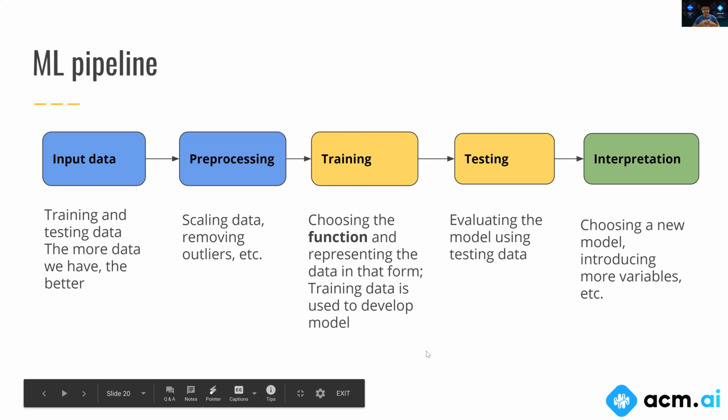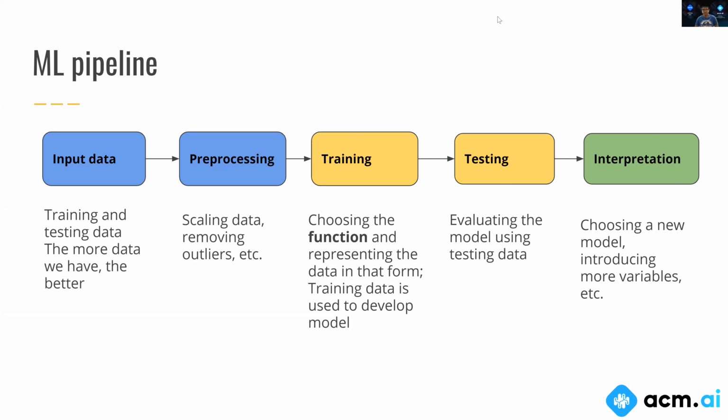So input data is when we try to collect all the data that we would want. It's essentially a data collection phase. The more data we have, obviously, it's always going to be better. In the pre-processing stage, that's where we try to modify the data a bit by removing outliers that would really throw off the final algorithm that we would want to develop, or scaling the data and all that fun stuff. We're going to take a look at some data analytics techniques in one of the next few workshops.